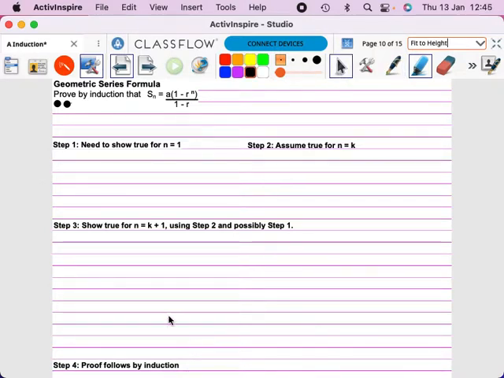Step 1, need to show it's true for n equals 1. Step 2, assume it's true for n equals k. Step 3, need to show it's true for n equals k plus 1. But we must use step 2 in so doing. And as we saw in the inequality proofs, we must also possibly use step 1 as well. And at the very end, no matter how far we get in step 3, we must finish off our proof by saying, step 4, proof follows by induction.